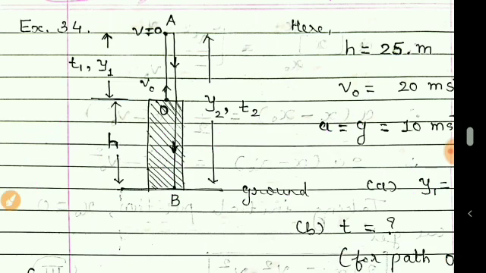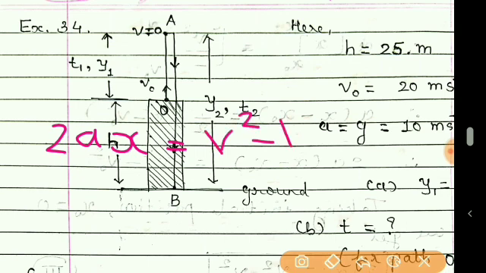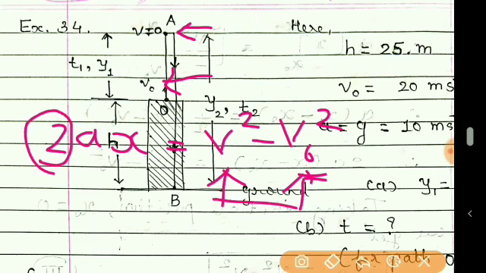Then only the third option remains. It is 2ax is equal to v square minus v naught square. So initial velocity is given, final velocity we know that at maximum height it will be 0. So these two are known, these are numbers only, and acceleration is also given. So the only unknown is displacement. So this equation we have used here to find the displacement y1.